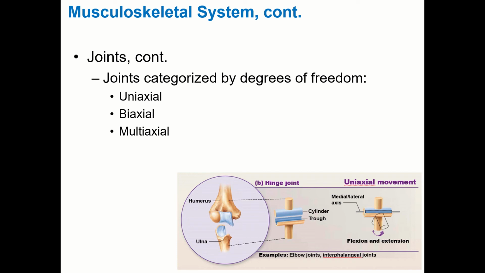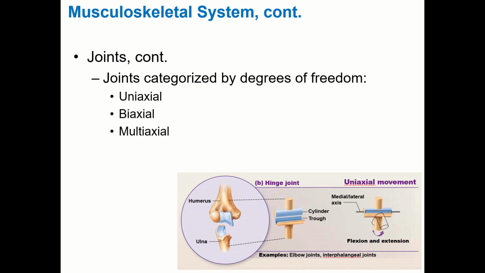Remember, back in 201, we talked about degrees of freedom, and we talked about the planes of the body. So 3 planes of the body are the sagittal plane, divides the body into left and right. The frontal plane divides the body into front and back. And then the transverse or horizontal plane divides the body into top and bottom.